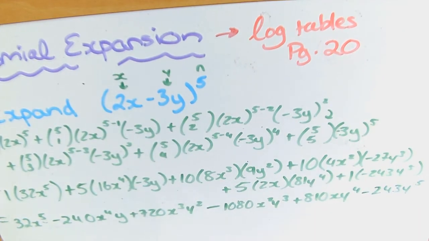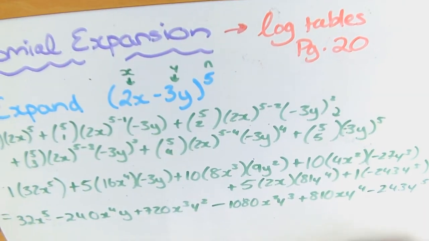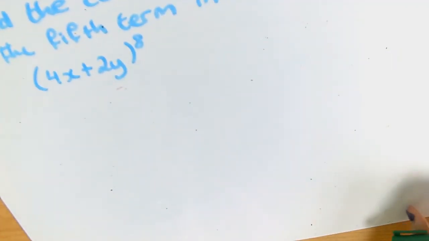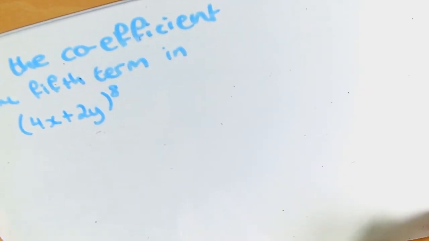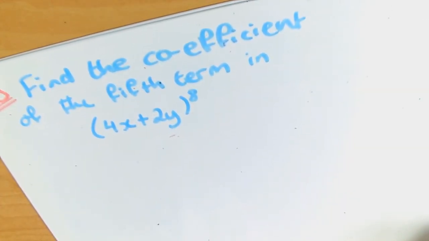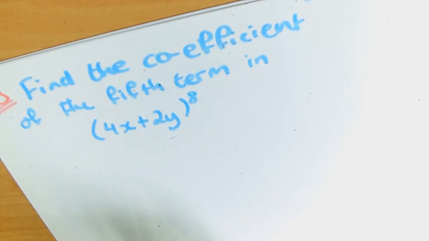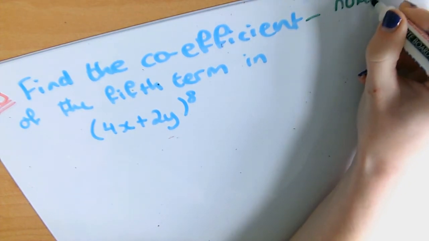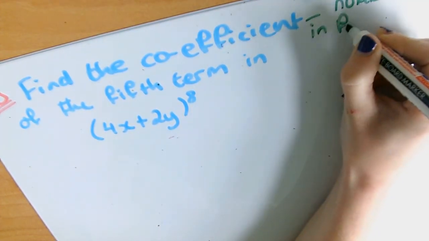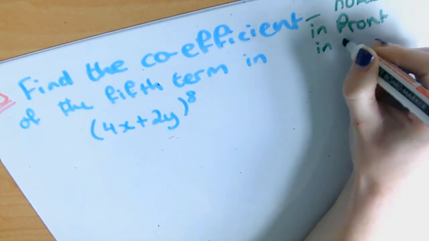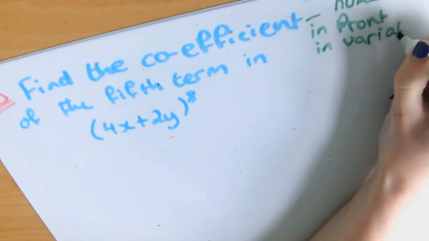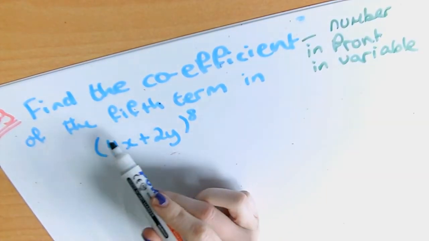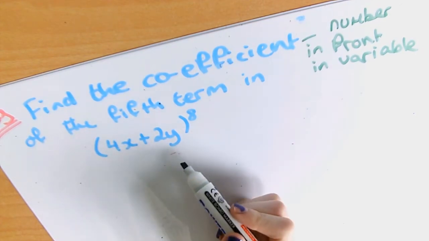Okay? Now, for example 2, what we're going to look at is when a problem becomes a bit more specific. So in example 2 here, you can see it says find the coefficient. So the word coefficient means the number in front of a variable. And remember, a variable in maths, guys, is just always talking about the letter. So we have the number in front of a variable.